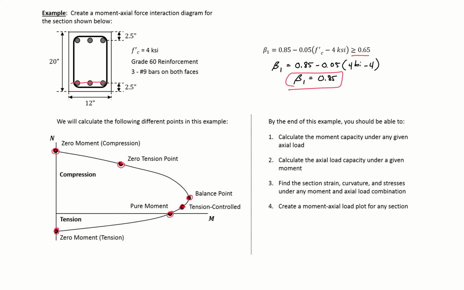And by the end of the example, I want you to be able to calculate the moment capacity under any given axial load. We should be able to calculate the axial load capacity under any given moment, so working either way. We should be able to find the section strain, curvature, and stresses under any moment and axial load combination. And then finally, we'll be able to create a moment axial load plot for any given section.